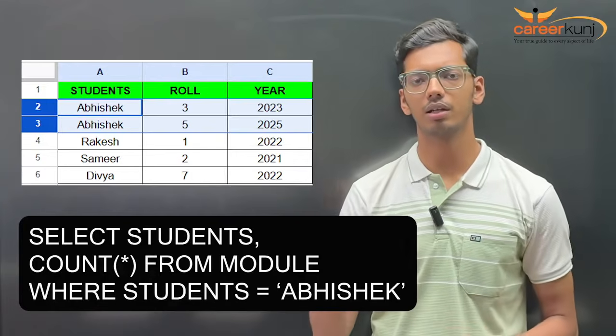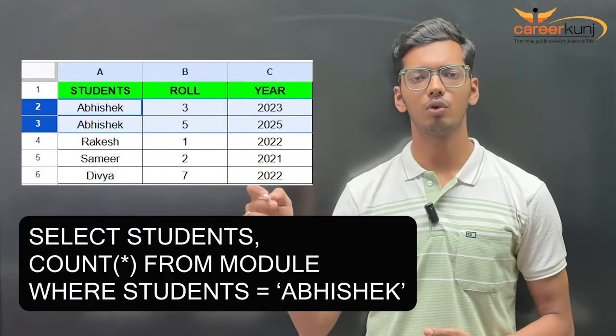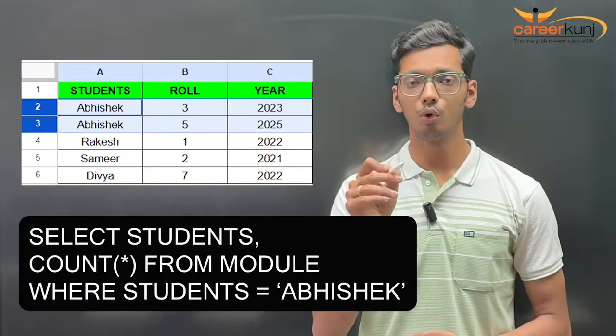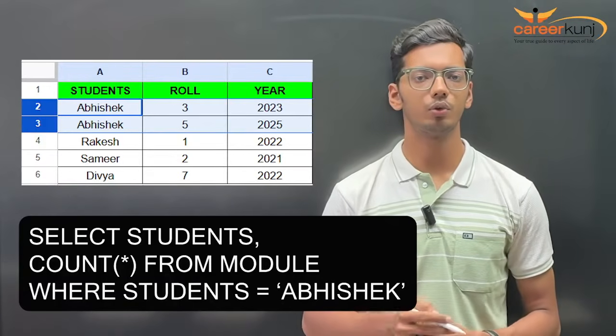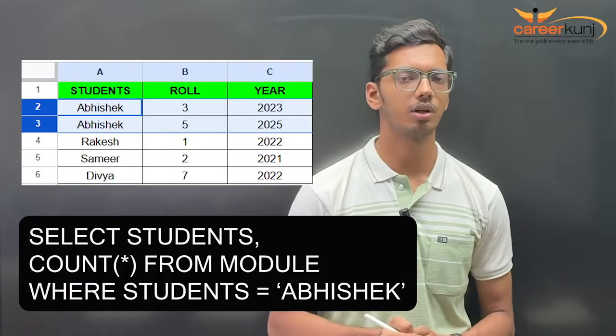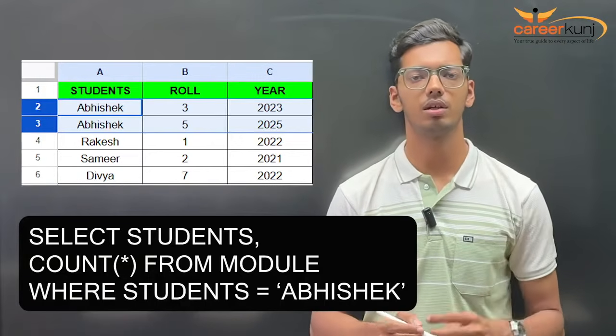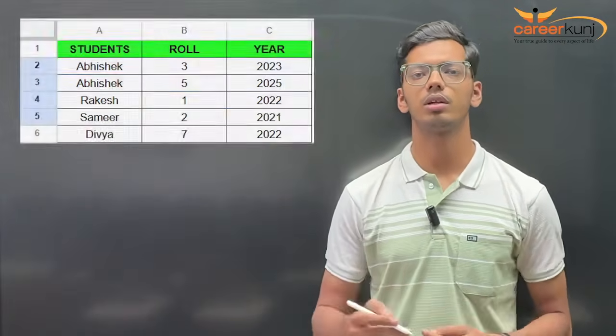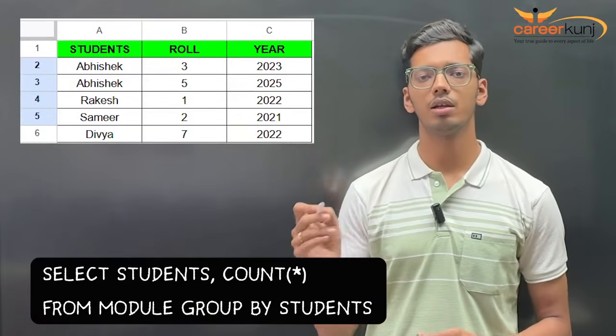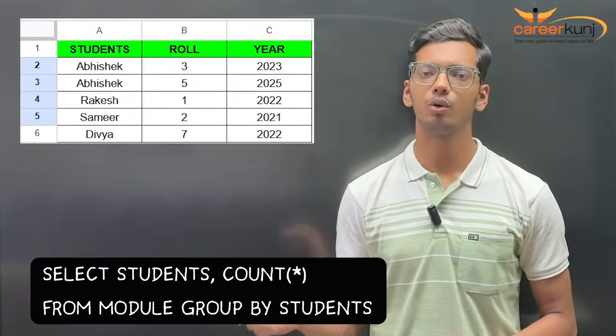I can also give select students, comma, count of star from module group by students. Now what this group by will do, see, this is the output of the same query where I have an Excel sheet with 5 students. 2 of the students are named Abhishek, while 3 of the students are different. My query was select students, comma, count of star from module group by students.